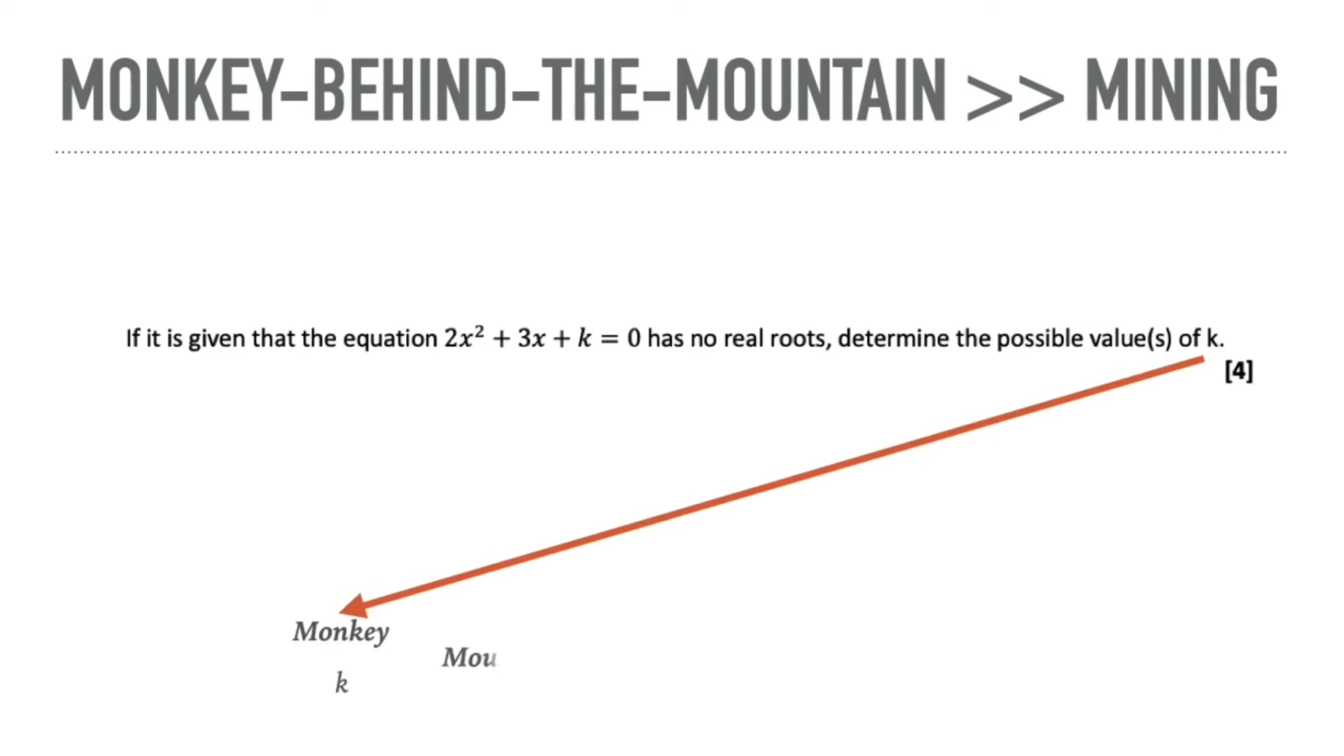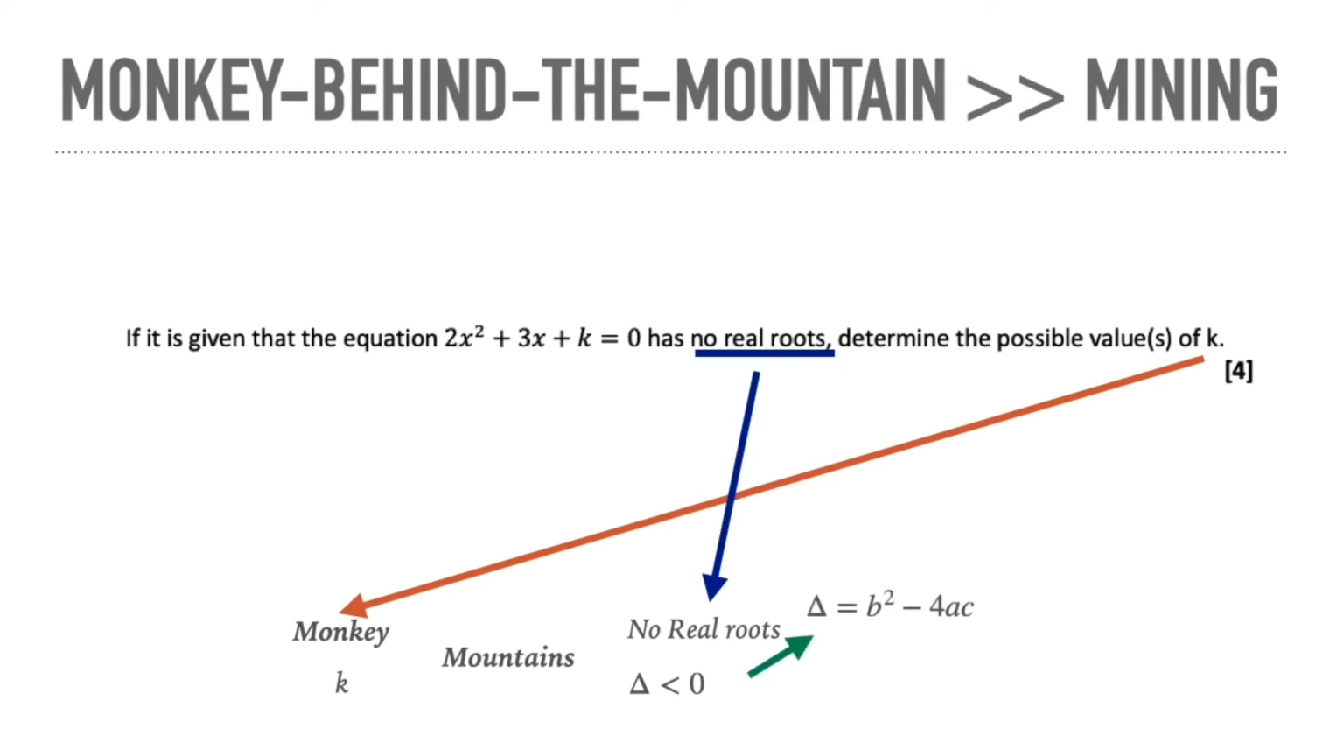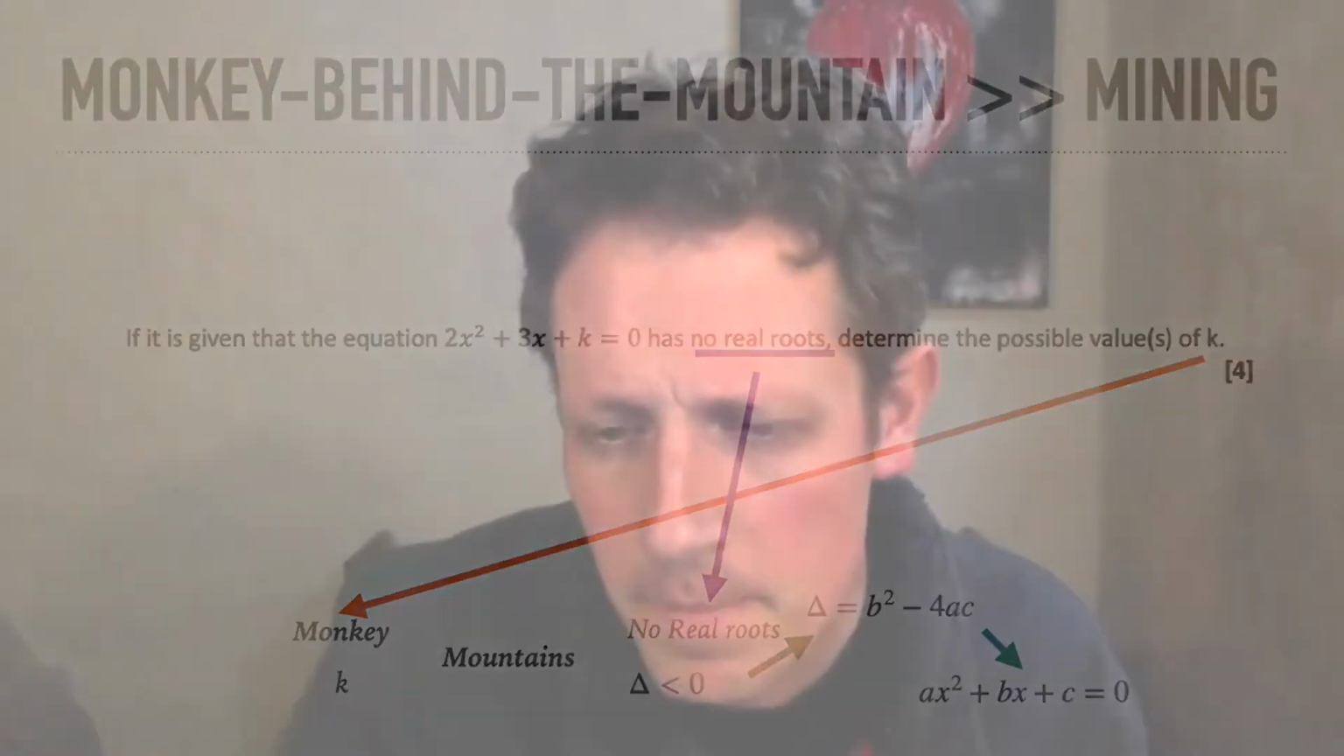Now the mountains that are standing in the way, first of all, is that they want me to have no real roots. In other words, delta must be smaller than naught. But for me to get delta, I need to have b squared minus 4ac. Now for me to get b squared minus 4ac, I need to first have the equation equal to naught. But I've got it. The equation is already naught. So a is 2, b is 3, c is k. I can substitute that into delta, make it smaller than naught, and solve the monkey.